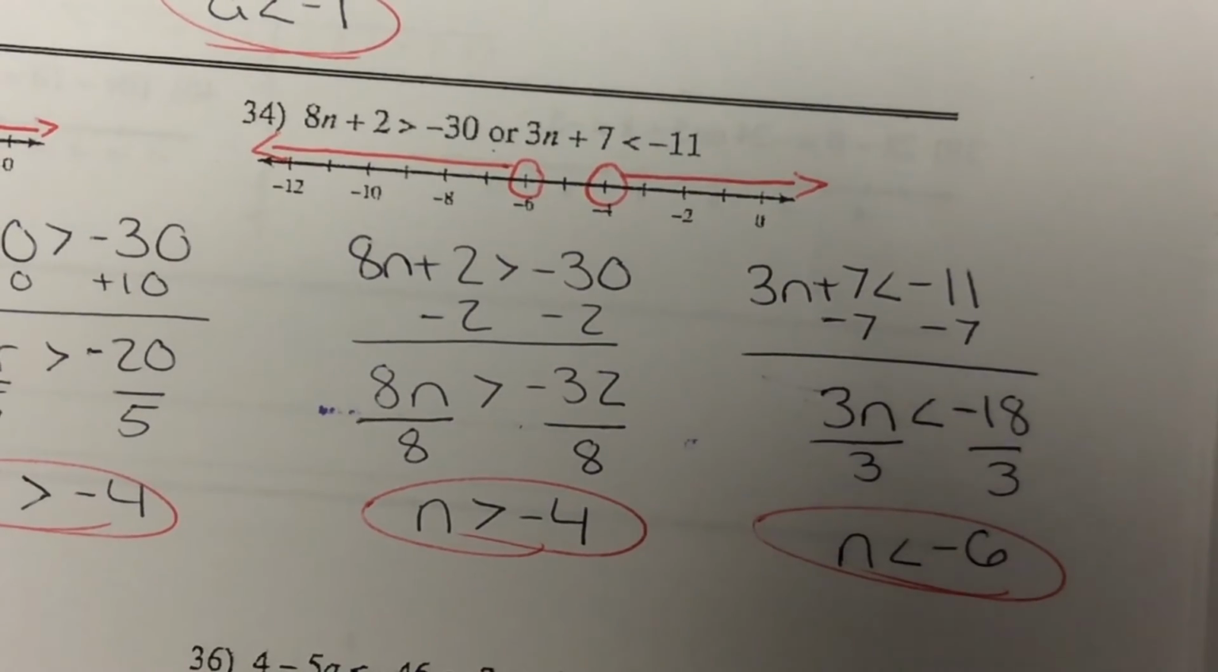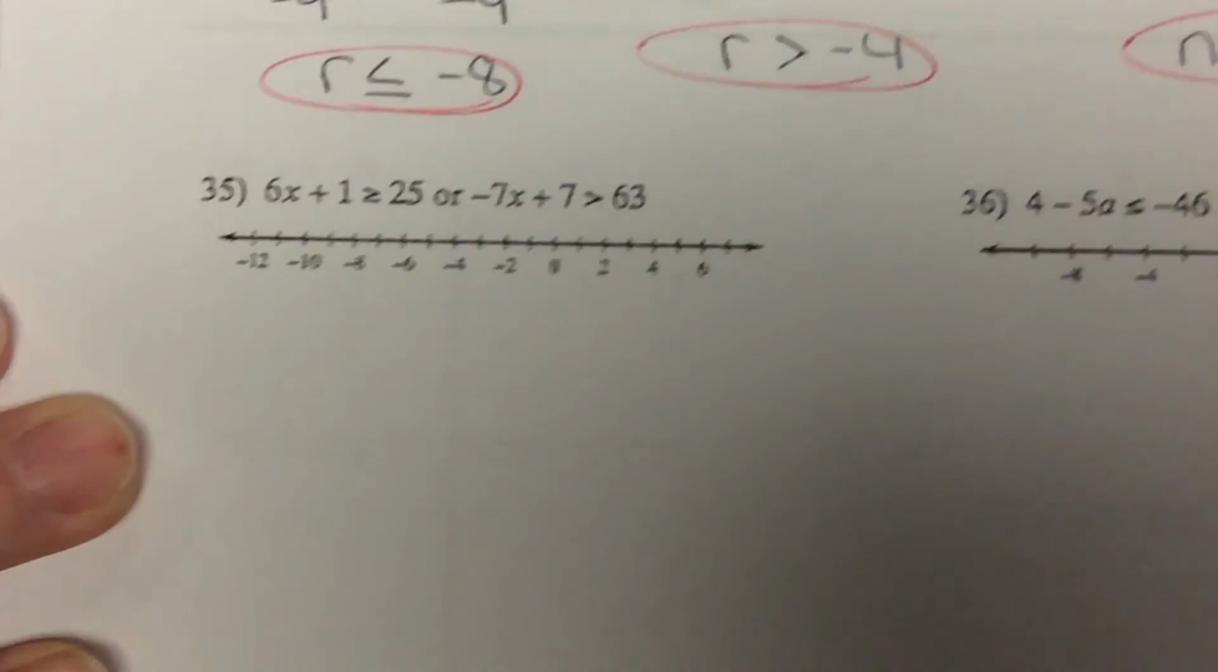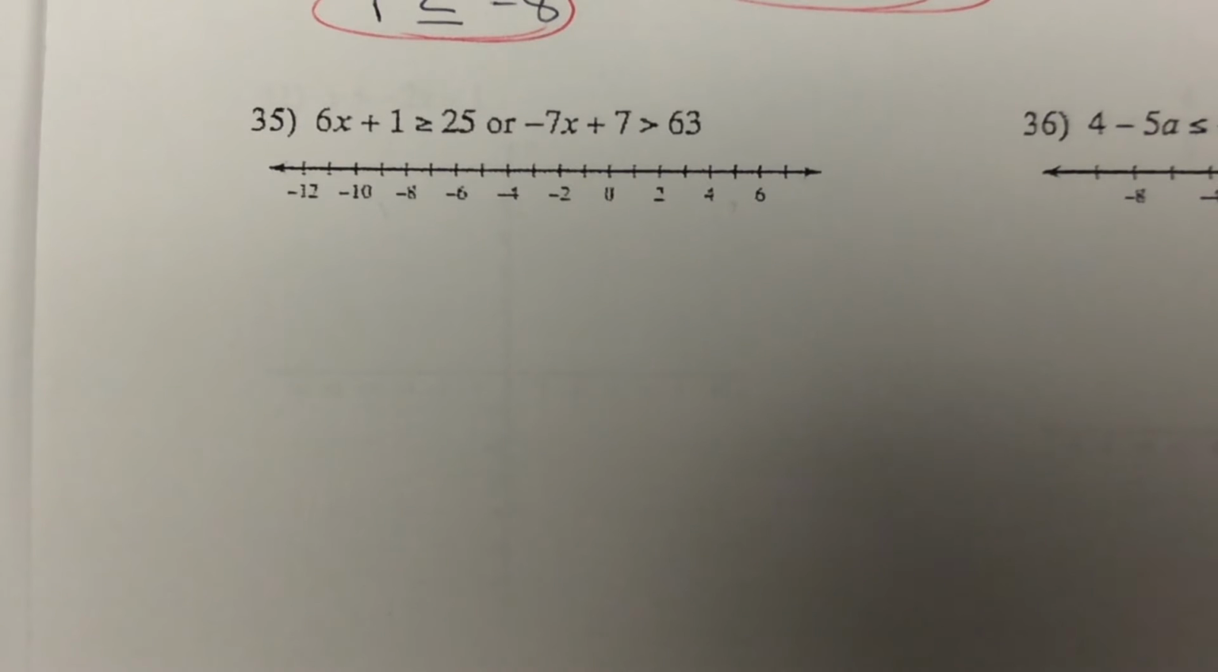All right. Let's go on down to 35. This time I'm going to completely let you do number 35 on your own. So I want you to solve the two inequalities and try to graph it on your own. So resume the video when you think you've got it. Check your work against mine.